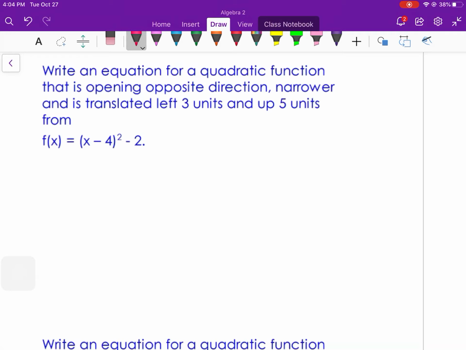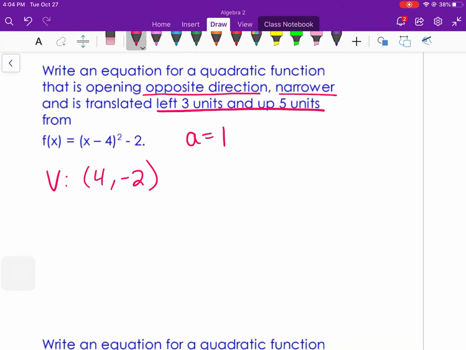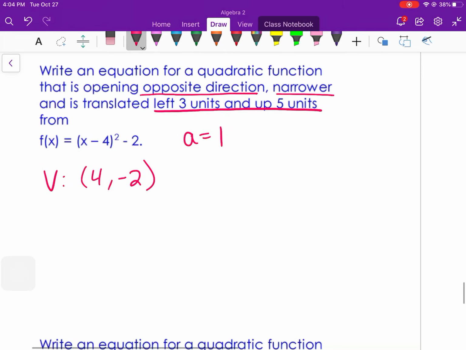Last thing we did was writing equations using those transformations. So write an equation that is opening the opposite direction, narrower, and translated 3 units left and up 5. So first find the current vertex, which is at 4, -2. And then my a value is 1. So if I wanted to open in the opposite direction, I need it to be negative, and then narrower, I need it to be bigger than 1.